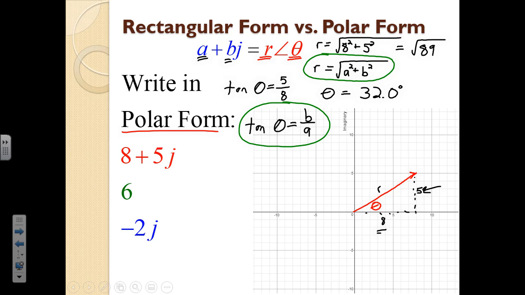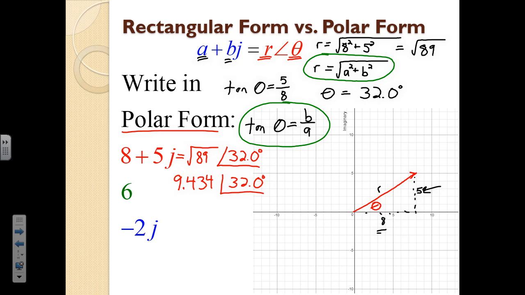But to finish up our initial question, to write 8 plus 5j in polar form, we've done it. That is equal to the square root of 89 at a direction of 32.0 degrees. If you wanted to round that off, we could say 9.434 in a direction of 32.0 degrees.